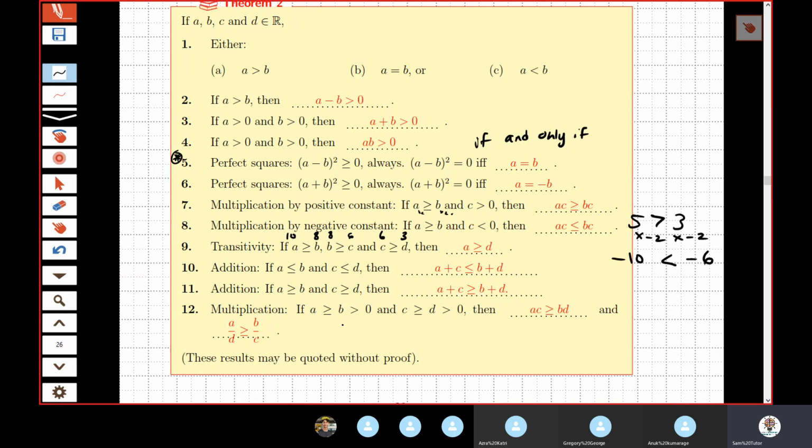Multiplication. If A is bigger than B, and that's bigger than 0, so they're positive, and C is bigger than D, bigger than 0, again positive, then A and C would always be bigger than or equal to B and D, and A over D, so a big number over a small number, will actually be larger than a small number over a bigger number. You see how this works?